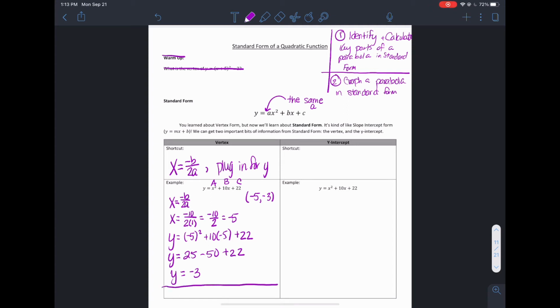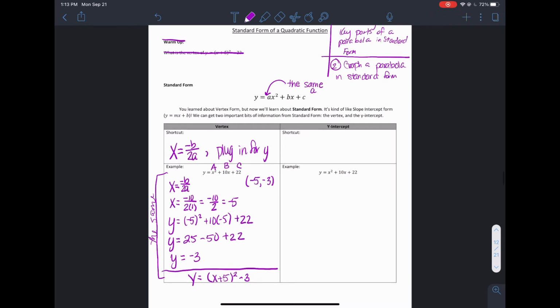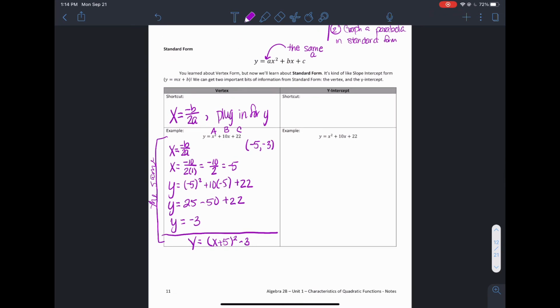One thing I want to point out, and it's not part of finding the vertex, is that we can actually write this equation in vertex form with the information we have. If y equals a times (x minus h) squared plus k, then I can just plug in my h and k, which are the coordinates of my vertex, and use the same a. These two equations are the same parabola represented in two different ways.